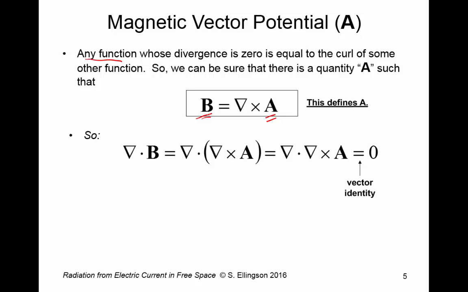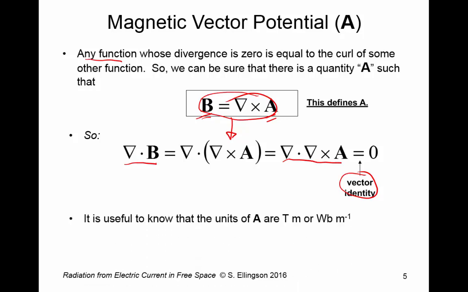Also see that this satisfies Gauss's law for magnetostatics. Gauss's law for magnetostatics says the divergence of the magnetic flux density is 0. We can substitute this relationship in for B. We get this expression, and we know from a vector identity that this is equal to 0. So everything works here. This principle is consistent with Maxwell's equations.